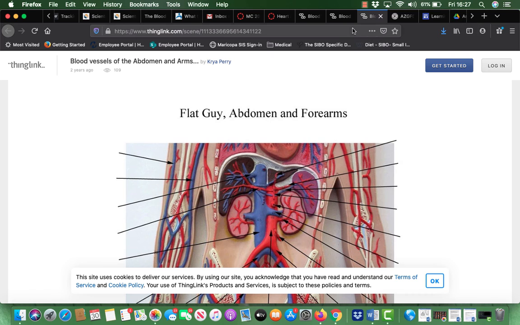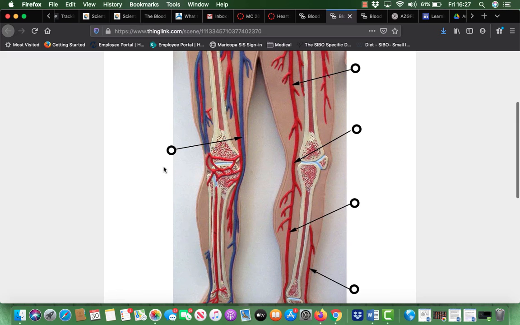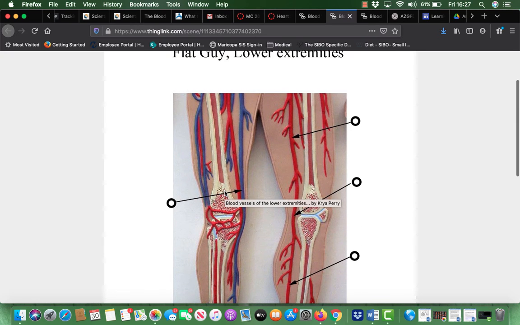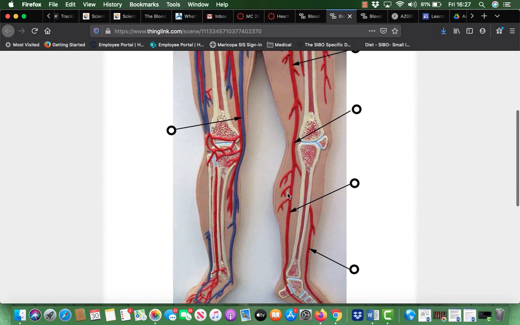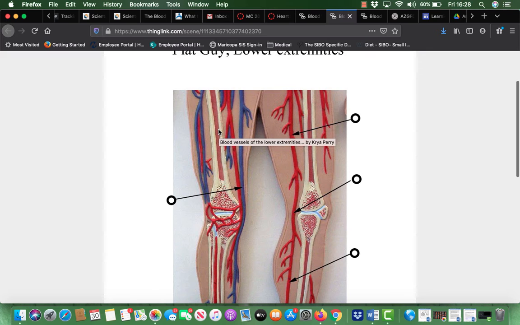Okay, so let me go ahead and go now to the lower legs. For the lower extremities, I feel like, unfortunately, this model doesn't do it justice in terms of showing you the veins. It really doesn't show you much in terms of the veins. So remember, if you look on your diagram on page 204, they show more of the veins for the leg.